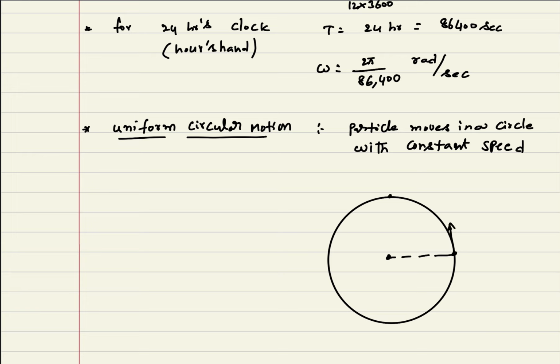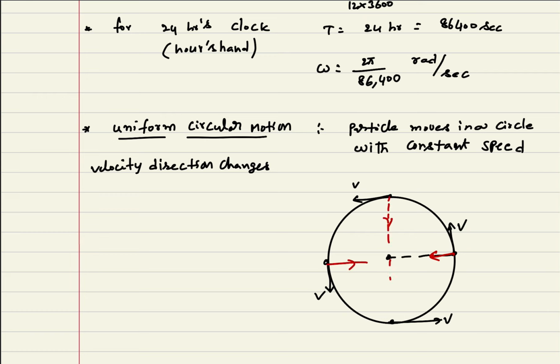We can see whenever a particle is moving in a circular path with a constant speed, the speed is constant, but velocity is not constant. Velocity will change from point to point. Velocity direction changes. There is always one acceleration acting, always towards the center of the circle. That acceleration is called centripetal acceleration. So acceleration direction changes.